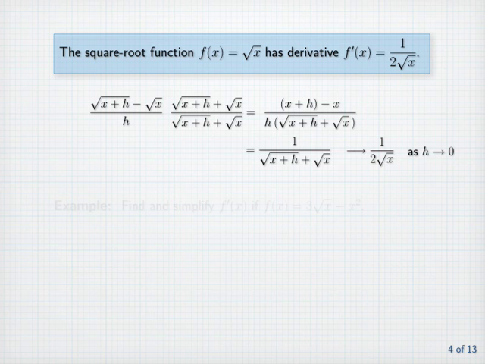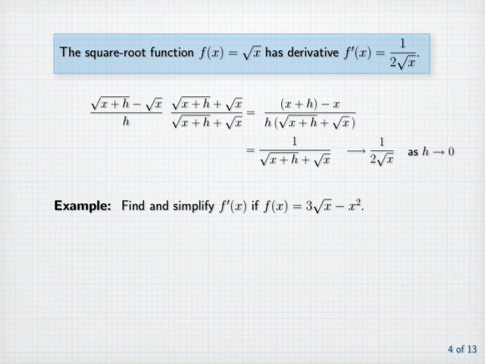Example. Let's find and simplify f prime of x if f of x is 3 times the square root of x minus x squared. We'll first write the derivative of the first term, which will be 3 times the derivative of the square root of x, or 3 times 1 over 2 times the square root of x. And then the second term gives us minus 2x using the power rule.